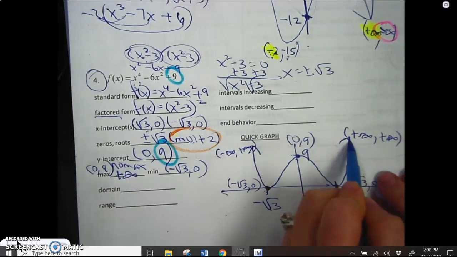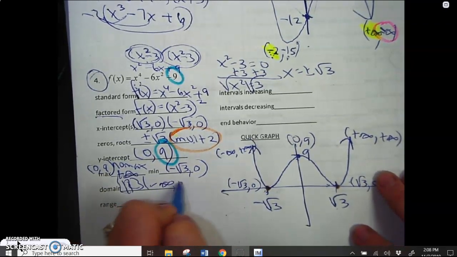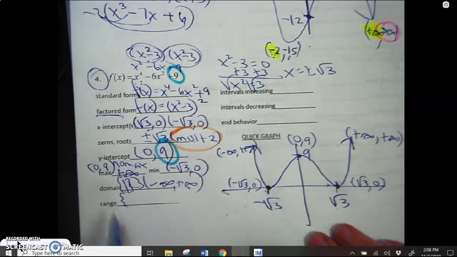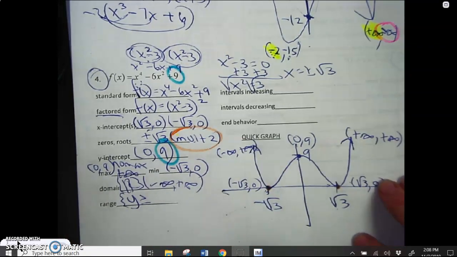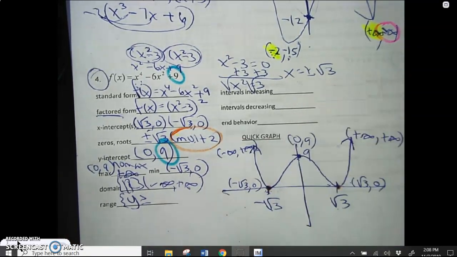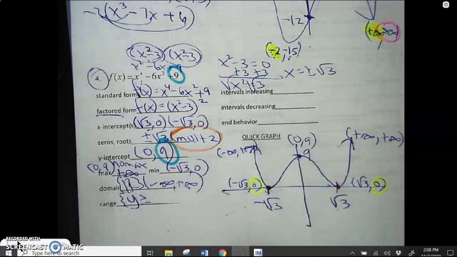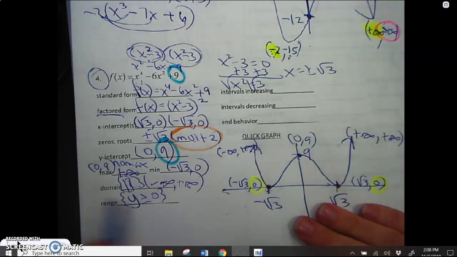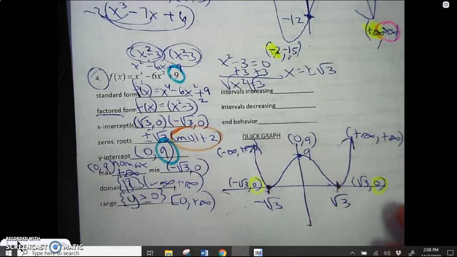My domain means everything to the right, everything to the left, all real numbers, negative infinity, positive infinity. My range is everything up, everything down. It's only up, greater than. Now, the value, remember when we said it was the y value of the vertex? Well, if you look, in a sense, those are both vertices. So there's 0. And that means 0 comma positive infinity, parentheses.